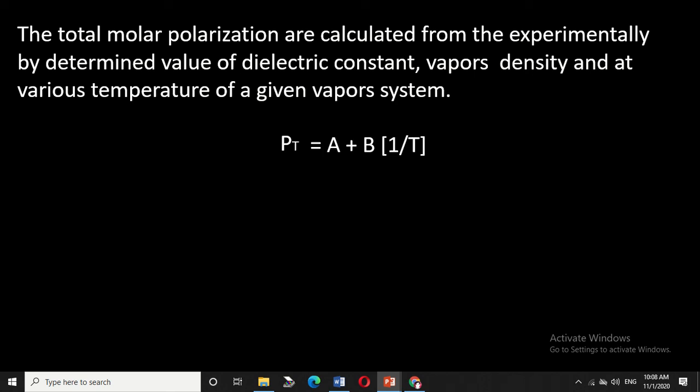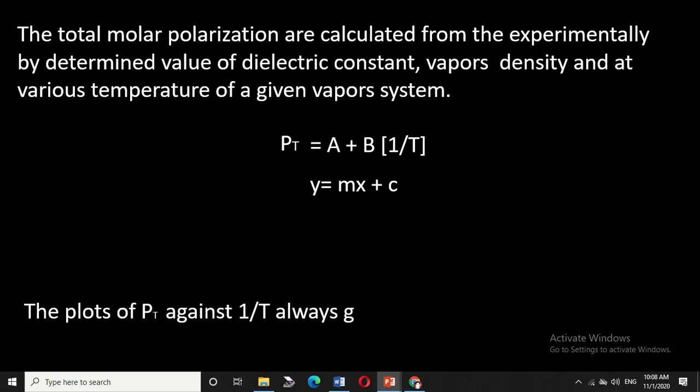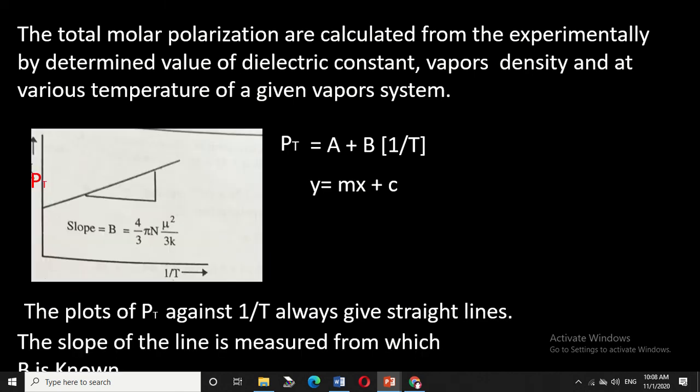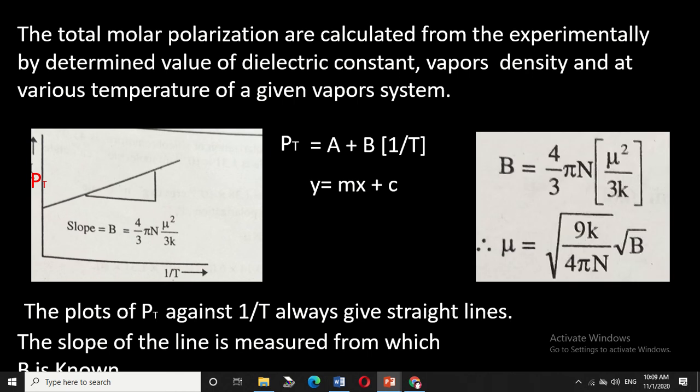Therefore, total polarization is A plus B times 1 upon T, and this can be converted into y equal to mx plus c form. Therefore, a plot of total polarization against 1 upon T always gives a straight line, and the slope of the line is measured, from which B is known, but B equal to 4 by 3 pi N mu square upon 3k.